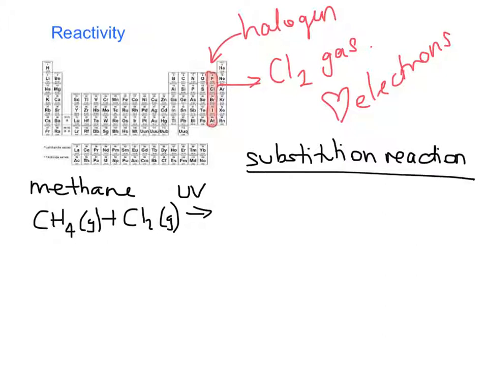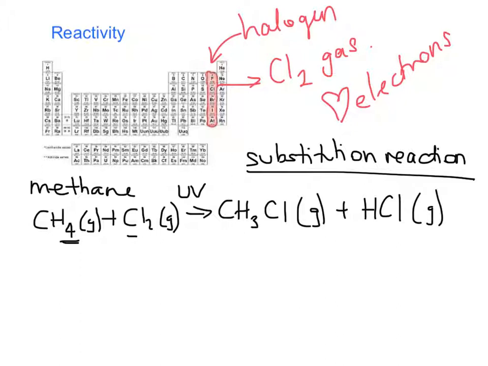We're actually going to substitute one of these hydrogen atoms for one of these chlorines. So we're going to create CH3Cl. Now, what do we do with the leftovers? And again, this is in a gas state. And we're going to add that to the leftover hydrogen and create our hydrogen chloride gas. So as you can see, this is a substitution reaction. It has to happen under UV or nothing's going to happen at all.